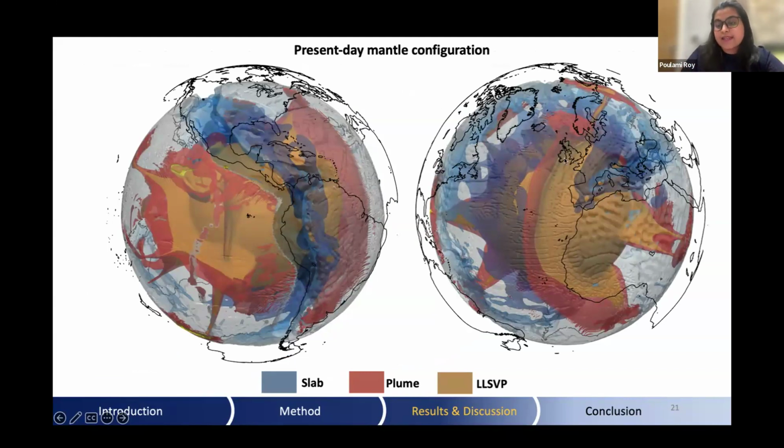Interestingly, at the African LLSVP, the plumes are having a broad base. These are called sheet-like upwelling. And in the vicinity of the margins of this African LLSVP, mantle plumes have been forming.